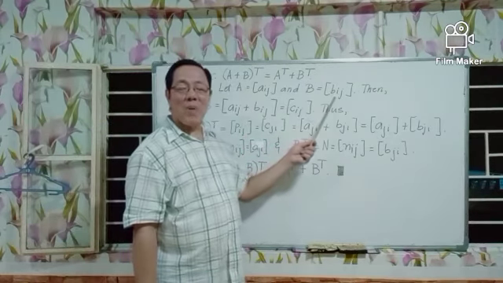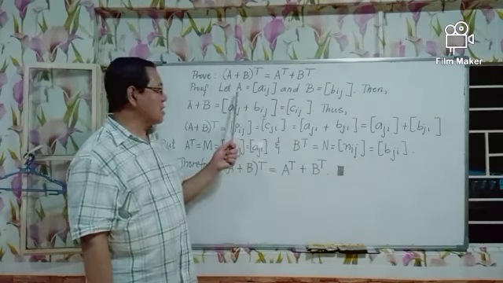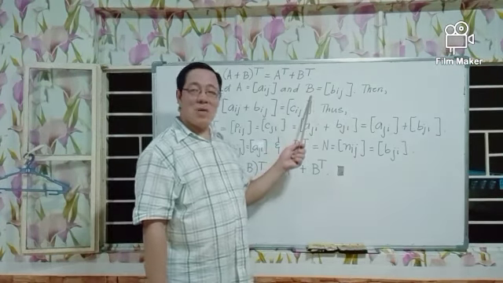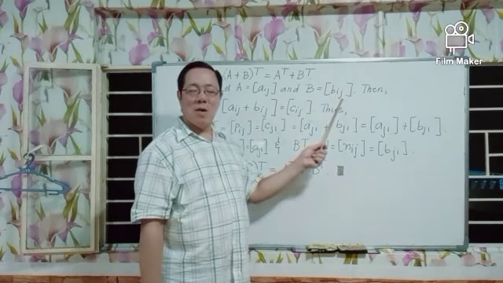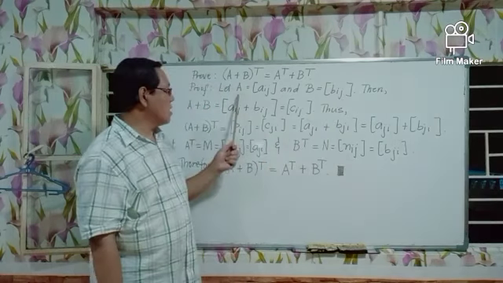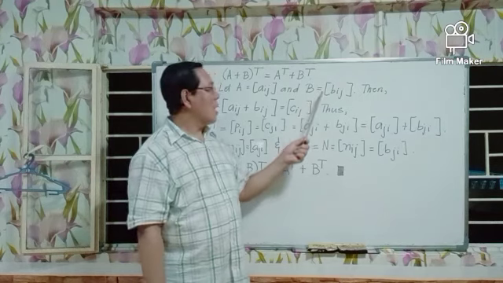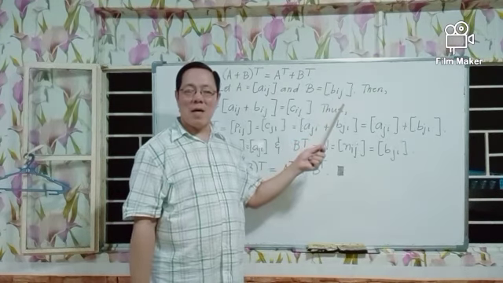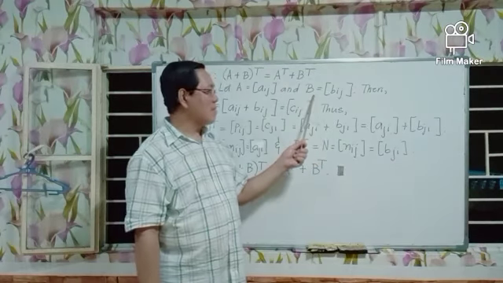Thus, the value of i goes from 1 up to the number of rows of matrix A, which is equal to the number of rows of matrix B. And j goes from 1 up to the number of columns of matrix A, which is equal to the number of columns of matrix B. And b sub ij denotes the entry in the ith row and jth column of matrix B.